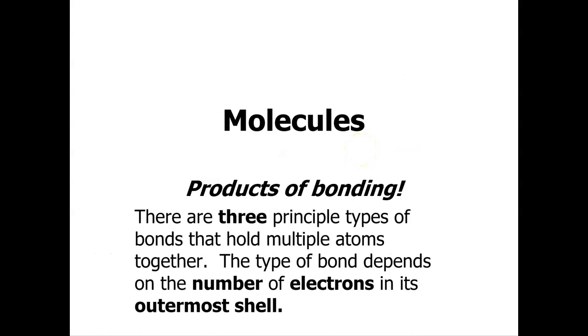So molecules are going to be products of bonding. There's going to be 3 types of bonds that we're going to talk about. We talk about covalent bonds, ionic bonds, and we're going to talk about hydrogen bonds.